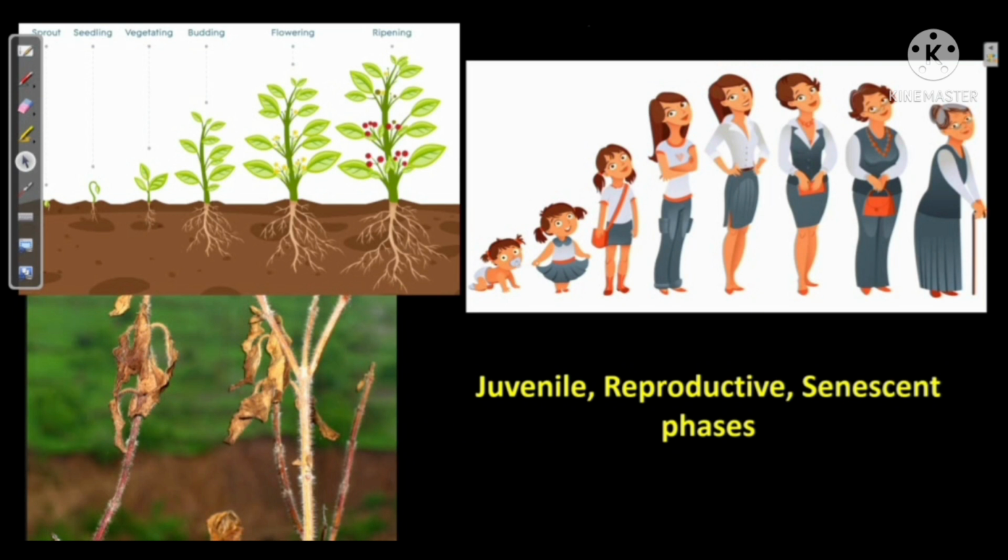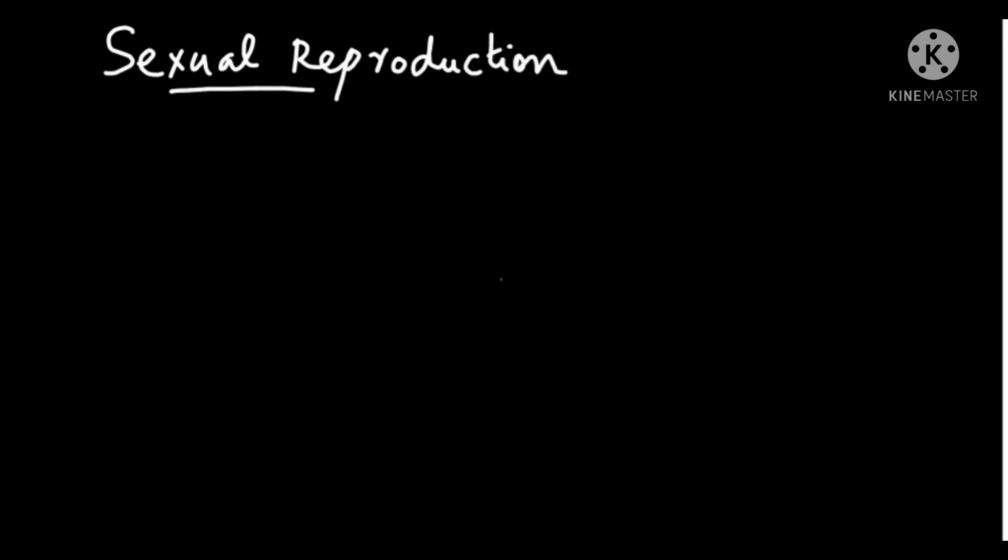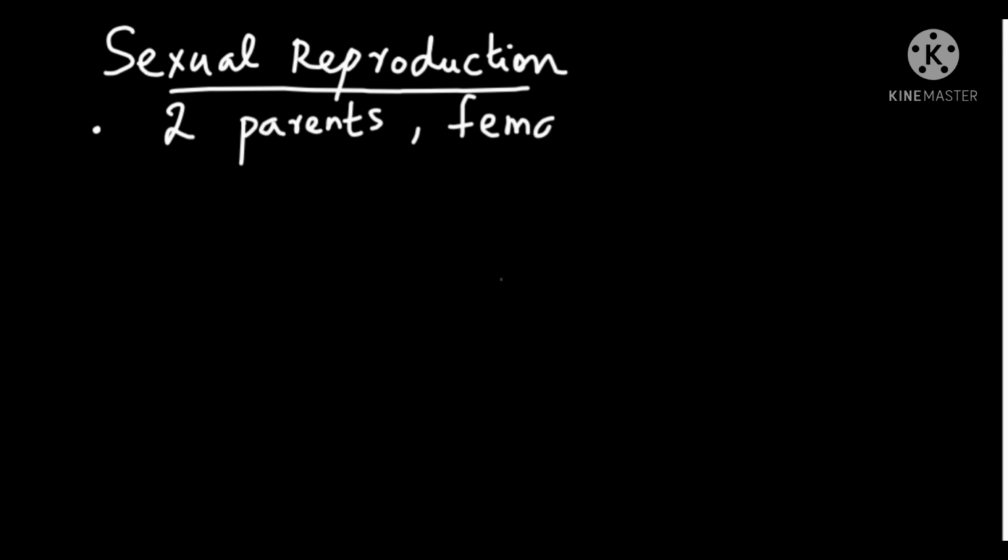Now coming to sexual reproduction. How is sexual reproduction different from asexual reproduction? What happens during sexual reproduction? Can anybody say? Children? Yes, good. So in sexual reproduction always two parents are involved. There will be a female parent that produces the female gamete. Usually that gamete is called the egg.